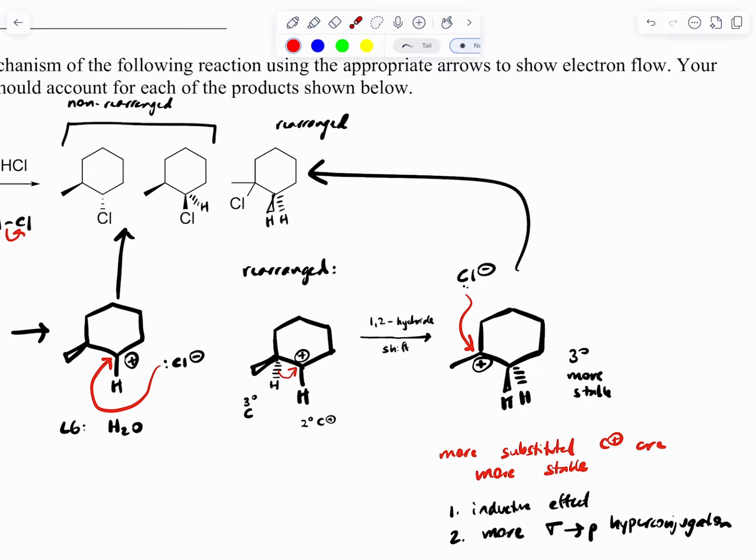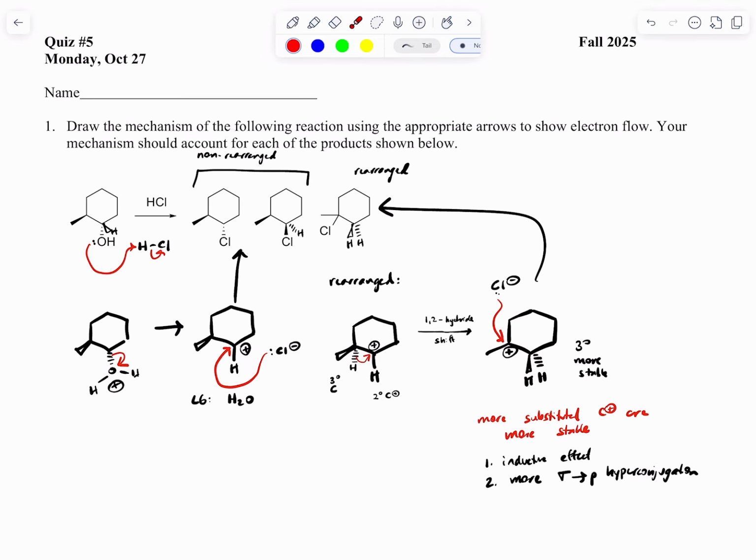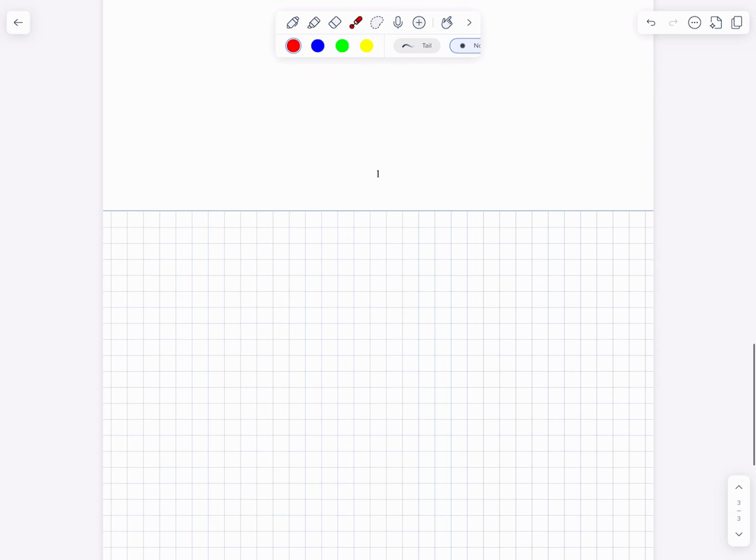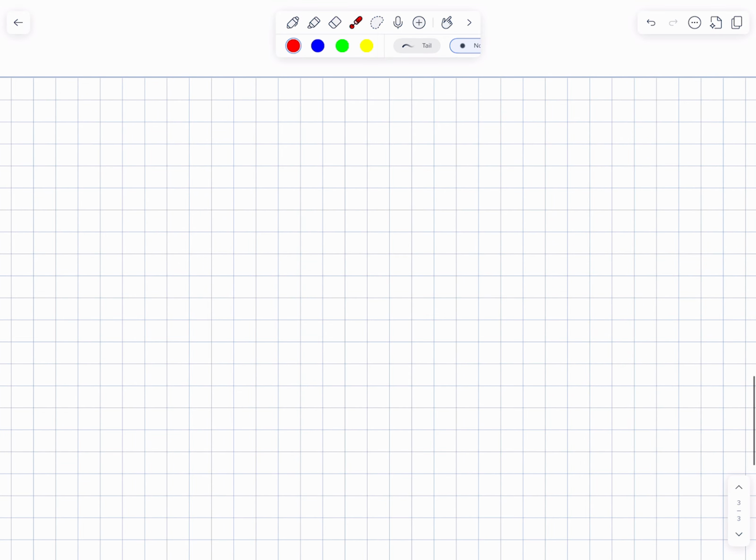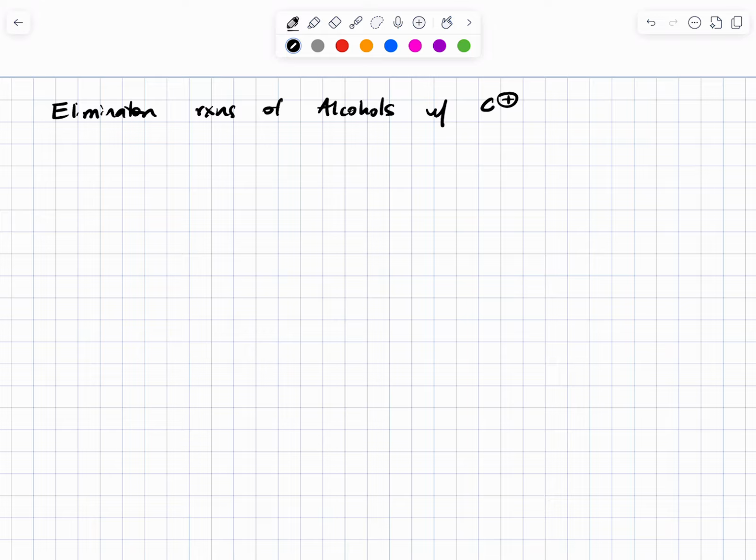So this kind of thing can happen. Carbocation rearrangement can happen basically any time you go through a carbocationic intermediate. So we've dealt with substitution reactions of alcohols that go through carbocationic intermediates. Now we're going to deal with elimination reactions of alcohols that go through carbocationic intermediates. And then we're going to talk about ways to sidestep the carbocationic intermediate.